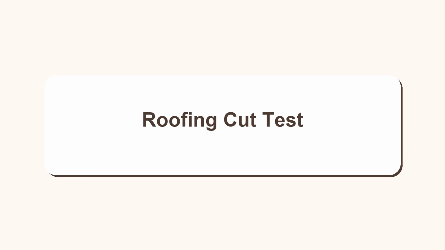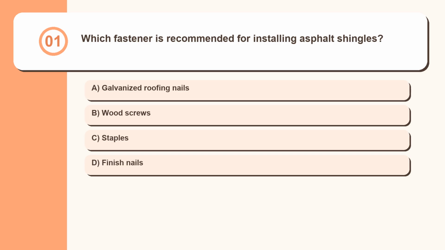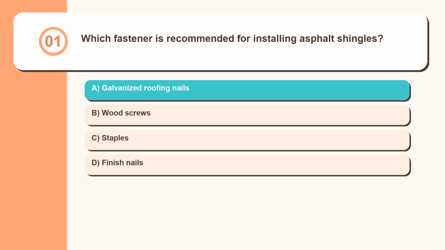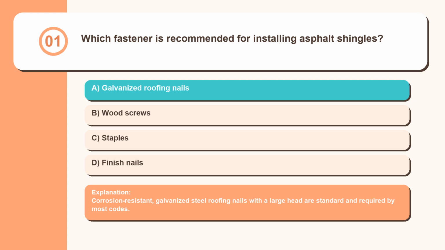Roofing cut test. Question 1. Which fastener is recommended for installing asphalt shingles? Galvanized roofing nails, wood screws, staples, finish nails. Corrosion-resistant, galvanized steel roofing nails with a large head are standard and required by most codes.